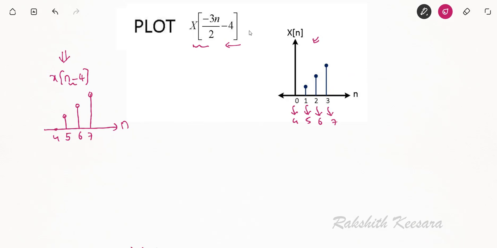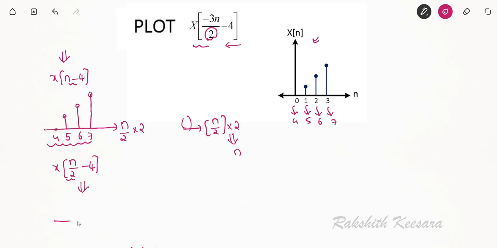Next, after this, we should perform interpolation, that is, x of n by 2 minus 4. So here we are performing interpolation. That is, my axis will be changed to n by 2 with my signal unaltered. Next, we should multiply the whole axis by 2 to bring this back to n. With the signal remaining unaltered, we should multiply this by 2. So the answer will be, this will become 8, 10, 12 and 14.